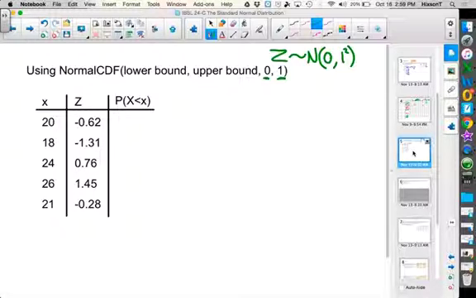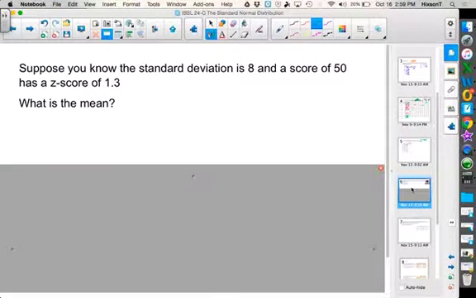Now, let's look at a couple of applications that aren't just here. Find the z-score for this. Find the z-score for this. And these are the kinds of things that you will see on the IB exams quite a bit. Okay, things like this. Suppose we know the standard deviation is 8, and we have a score of 50, and a score of 50 has a z-score of 1.3. We can use that to find the mean. Okay.